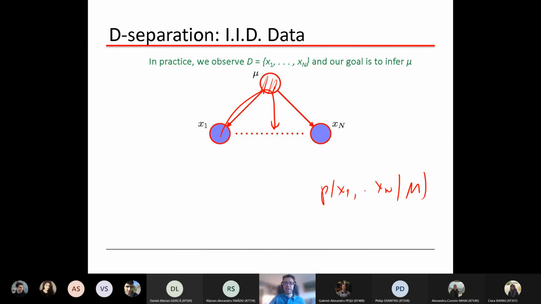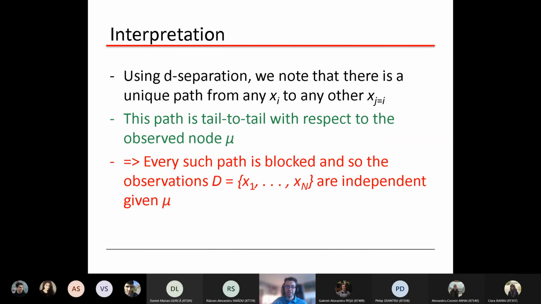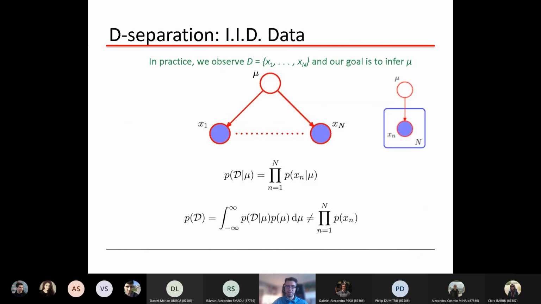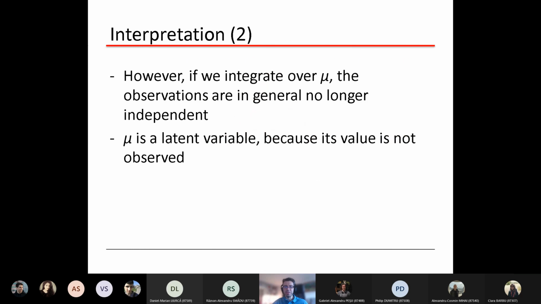So this is what happens with IID data. Once we compute the parameters of the model, or even if we don't compute them but condition on the parameters of the model, the data set becomes independent and sampled from the same distribution, because each of these paths becomes blocked. So in IID, if we are given mu, the probability of the training set given mu becomes independent. This is what we actually do when we compute maximum likelihood. We are conditioning on mu, and if we are conditioning on mu, we see that they become independent.